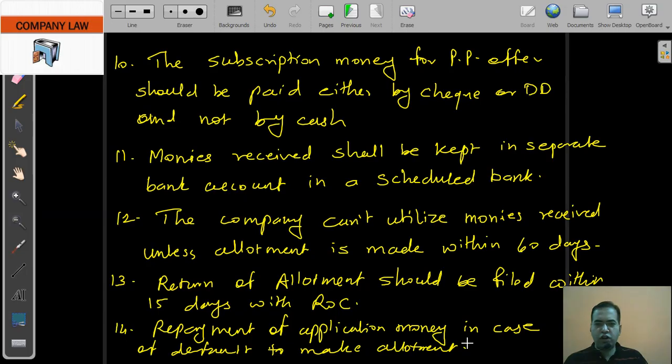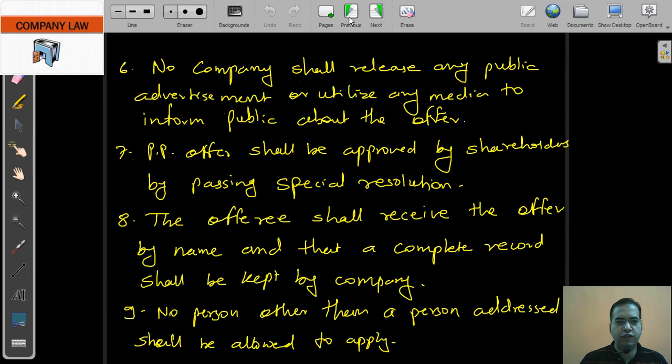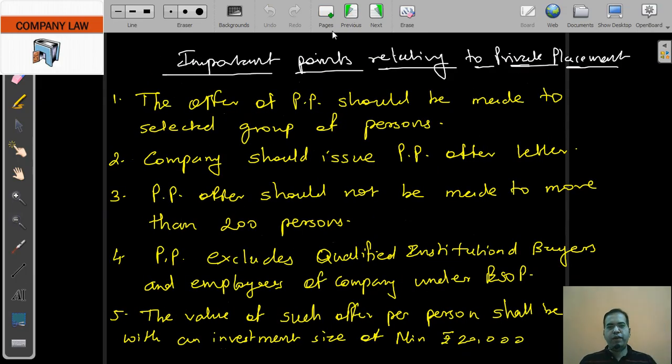So these are some of the important points one needs to understand before proceeding further relating to private placement. One by one we will try to understand. Offer of private placement should be made to a select group of persons. As I told you earlier, to whom is it made? To the select group of persons, not to everyone. Only a select group of persons are entitled to get this private placement offer.